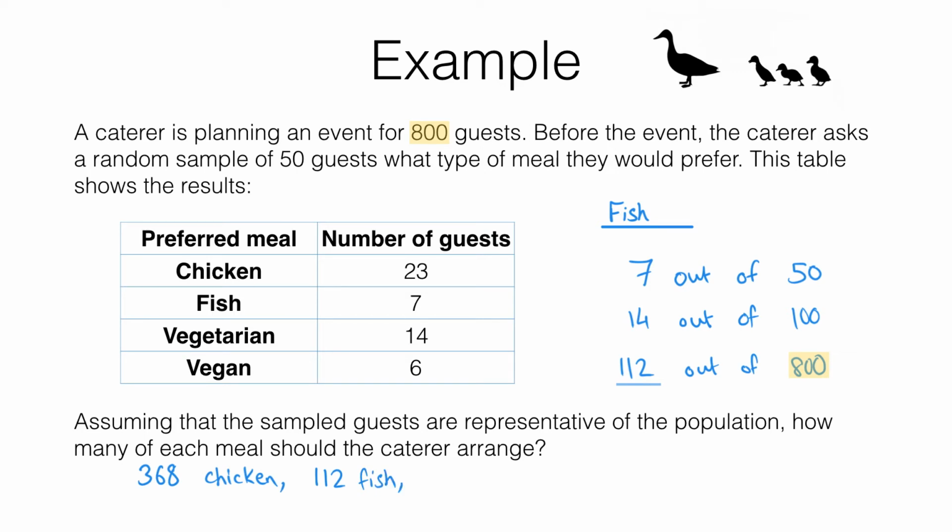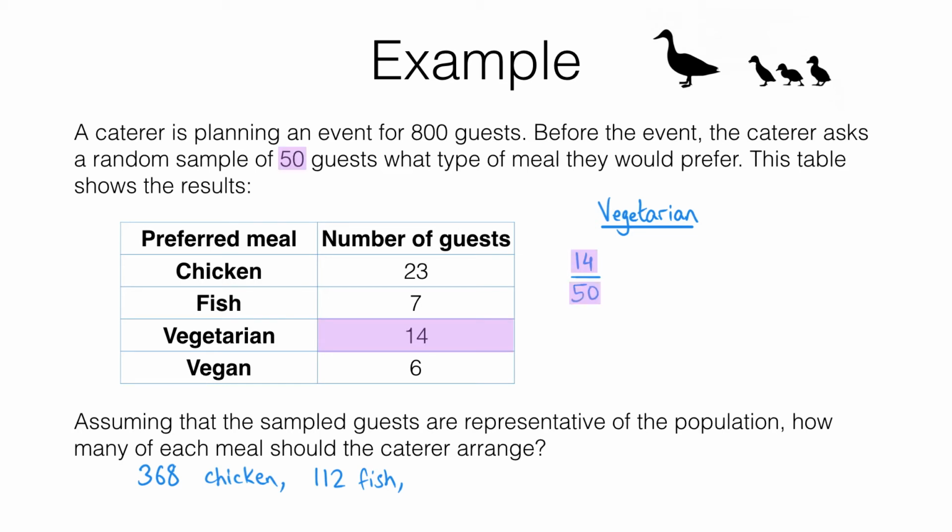Now we can do the same kind of method to find the total number of vegetarian meals and vegan meals that the caterer needs to arrange, but I'm going to show you a different method. So, using the previous method, we would have started with 14 out of 50 and tried to scale that up to something out of 800. But another way of looking at it would be to think 14 50ths of the sample wanted vegetarian. If we assume that the sample is representative, then we can say 14 50ths of the total population of 800 would want vegetarian. So we need to work out 14 50ths of 800.